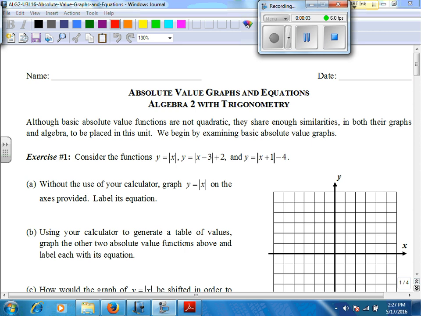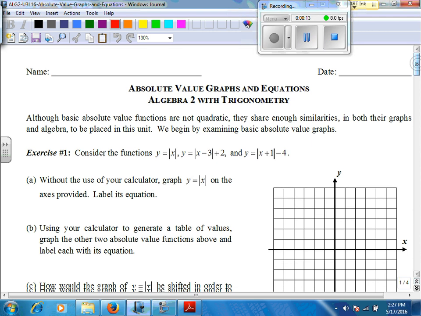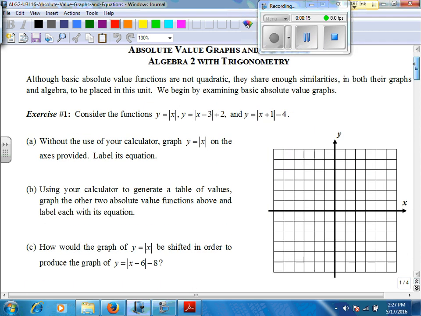Okay, so this lesson is going to talk about absolute value graphs and equations. We're not going to focus so much on the graphs because you guys have a graphing calculator and hopefully know how to use it. We're going to be focusing a little more on the equations today. You guys should know about the absolute value graphs in general.